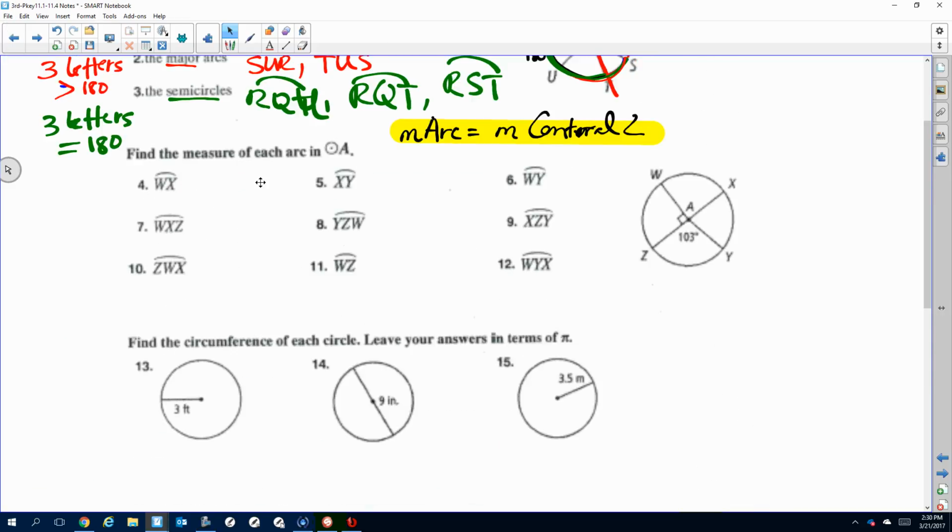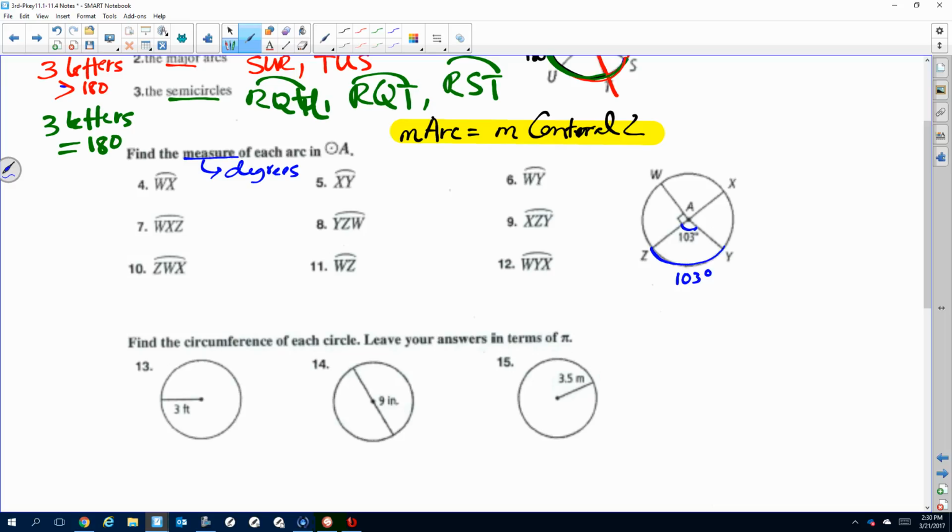Okay, so finding the measure of each arc in the circle A, because we are talking about measure again, that's when we have to give the answer in degrees. Okay? Alright, so the best thing to do is fill in your missing parts. So if I look over here in my circle A, remember the arc equals the central angle. So if I know that this central angle is already 103, then the arc ZY is also 103.